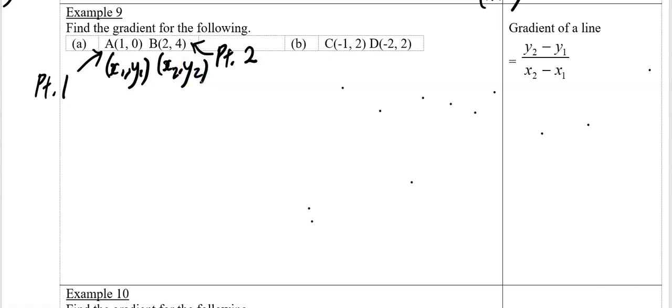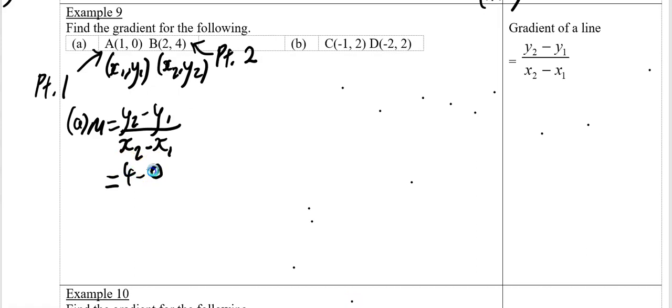Okay, so my gradient for part A, M, will be equal to y2 minus y1 over x2 minus x1. So this gives me 4 minus 0, y2 minus y1, 4 minus 0 over 2 minus 1. So this gives me 4 over 1, which is actually simply 4.